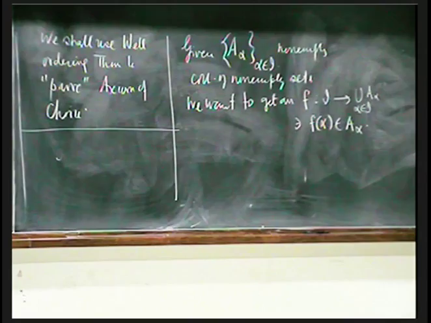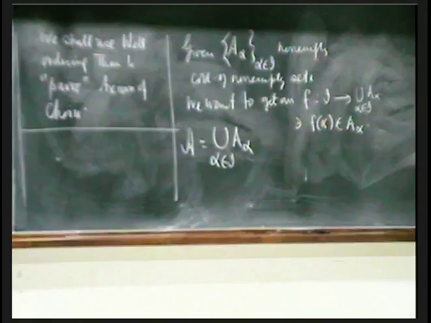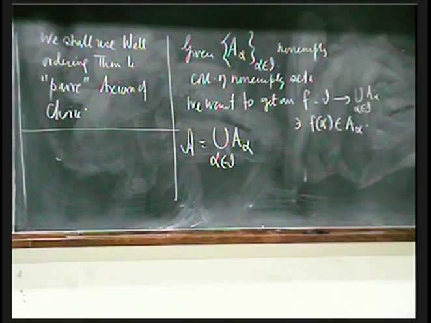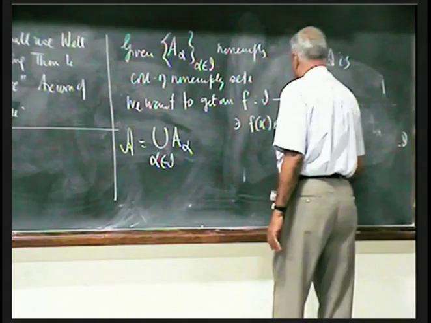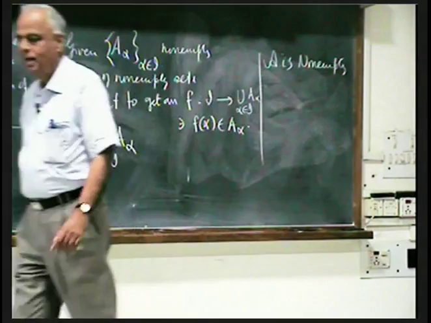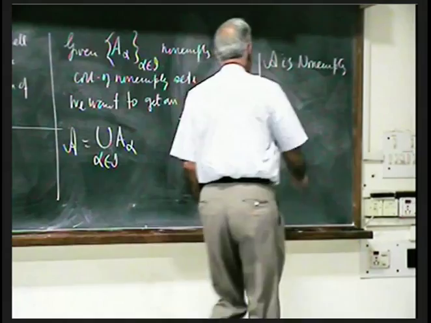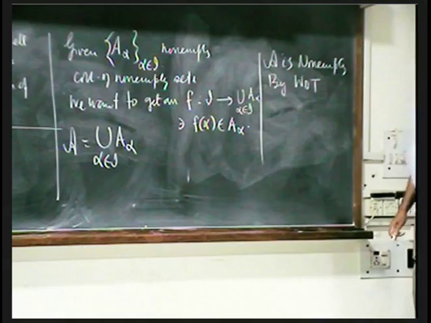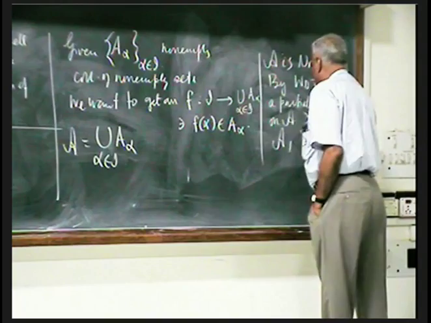Now use the well-ordering theorem. What we do is, let us look at A. Now the A alphas are non-empty. Therefore, the union A will be non-empty. So clearly A is non-empty. Now, whenever you have a non-empty set, the well-ordering theorem says there is an order on it which makes it a well-ordered set. So by the well-ordering theorem, which I will write simply as WOT, there exists a partial order on A such that this is a well-ordered set.